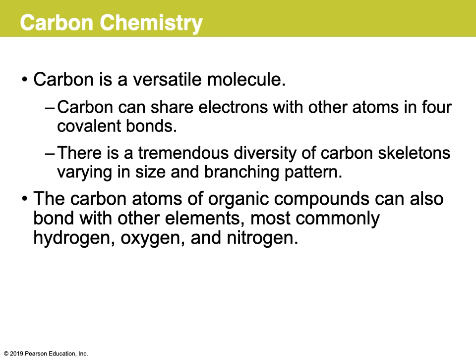Now, as I mentioned in the last chapter, carbon is a versatile molecule. Carbon can share electrons with other atoms in up to 4 covalent bonds. That's a huge diversity of carbon skeletons, varying in size and branching pattern, possible, because you don't have to have things in just a straight line, as we'll see in the next illustration. The carbon atoms of organic compounds can also bond with other elements, most commonly hydrogen, oxygen, and nitrogen. Remember, I said that much of what we'll talk about in this course comes down to 4, maybe 5 different elements.